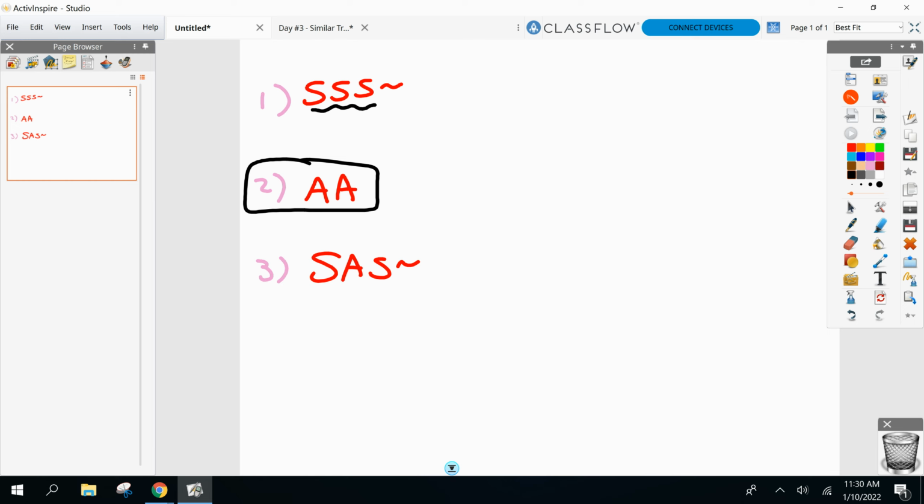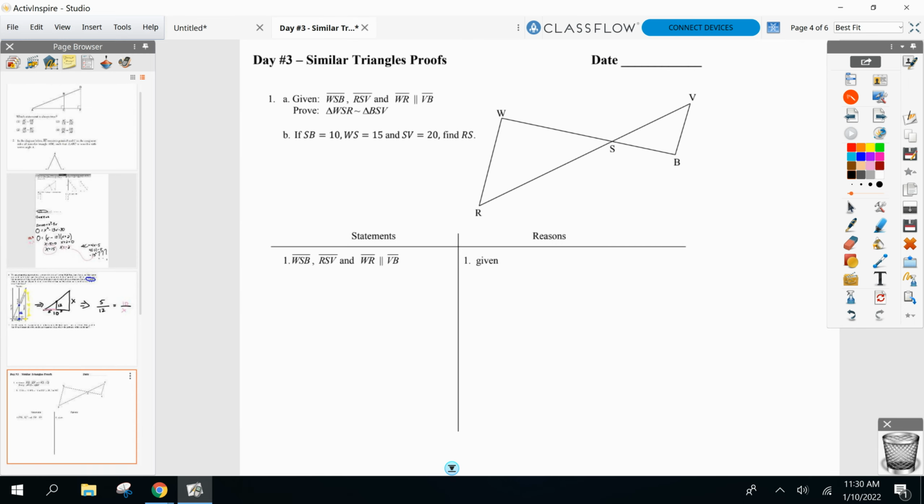We can only use angle, angle. Don't forget about the other two, that's still possible. But in statements and reasons, it's only going to be angle, angle. So can you find two pairs of angles? That's all I need, two pairs. Enjoy it today.